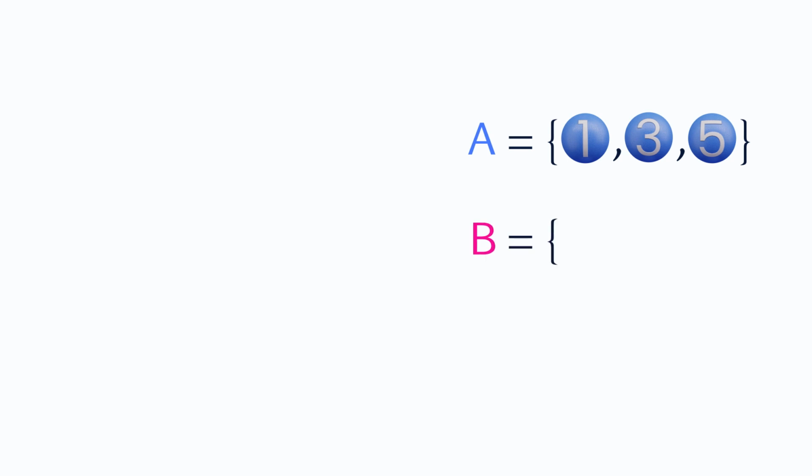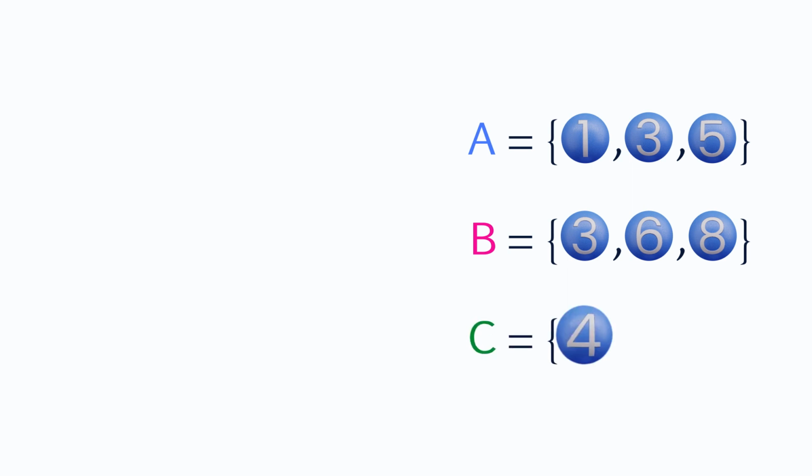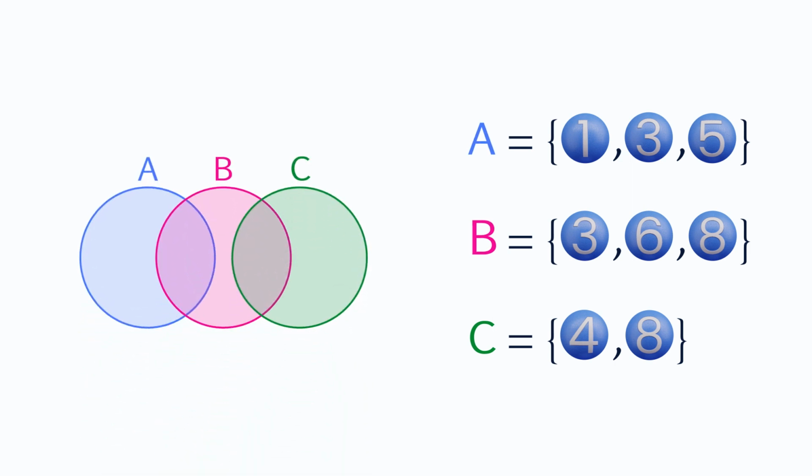Set A contains the balls labeled 1, 3, and 5. Set B contains the balls labeled 3, 6, and 8, while set C contains the balls labeled 4 and 8. Sets A and B share one element, which is the ball labeled 3. Therefore, the circles representing sets A and B need to overlap.